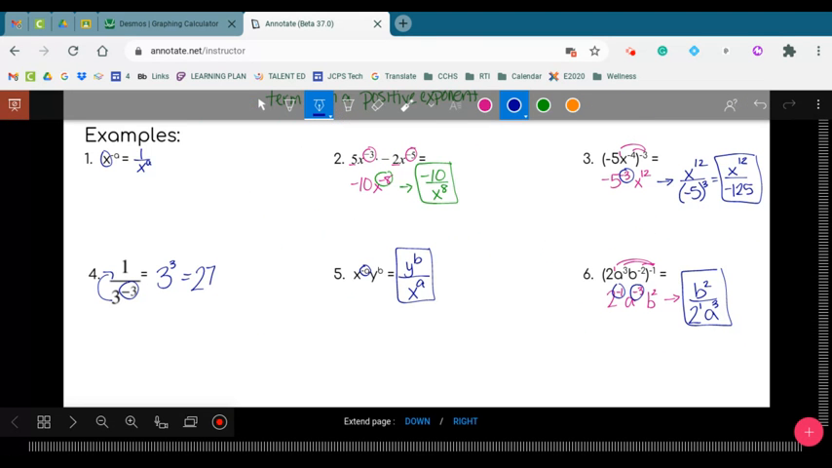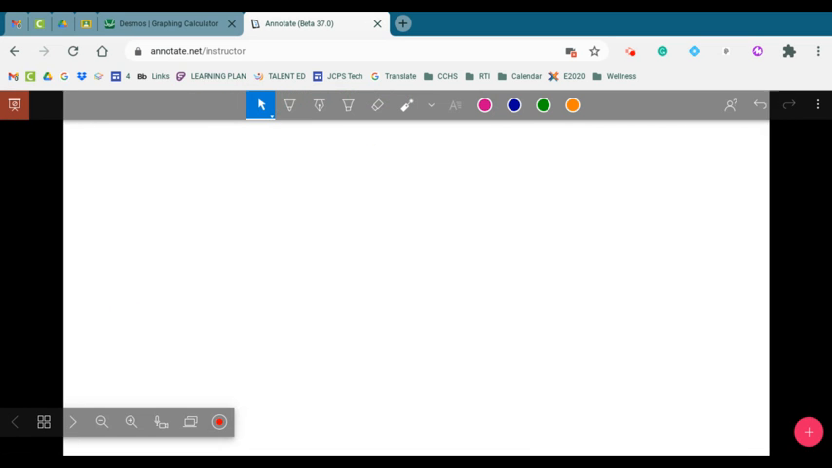Okay, let's go on to the back page. Let me know if you guys have any questions on the front.